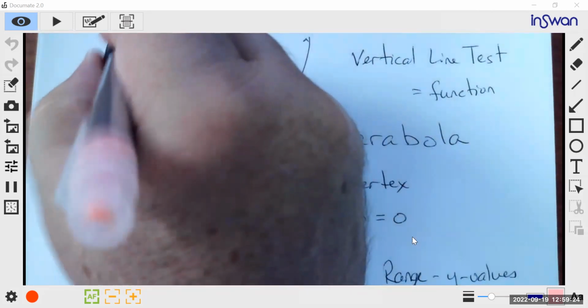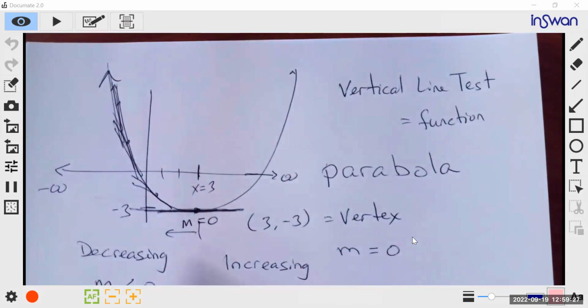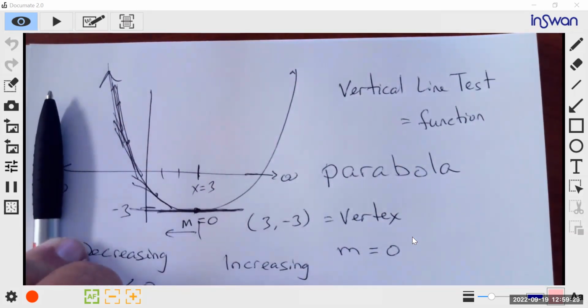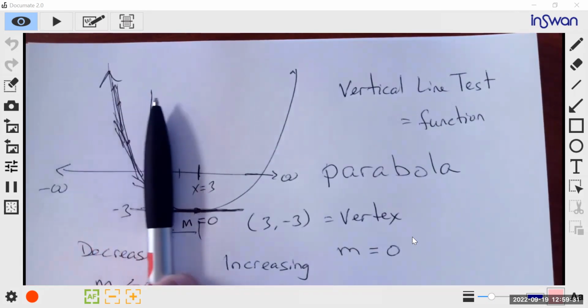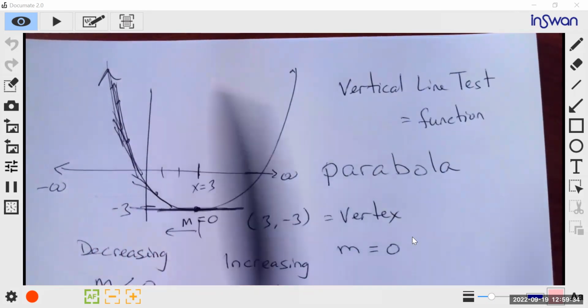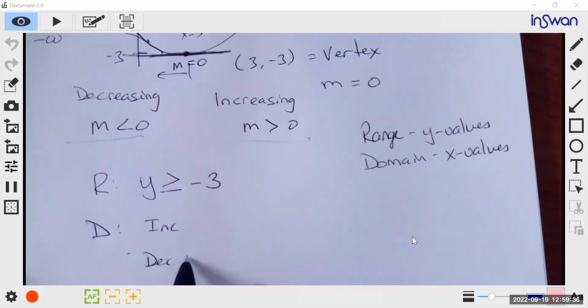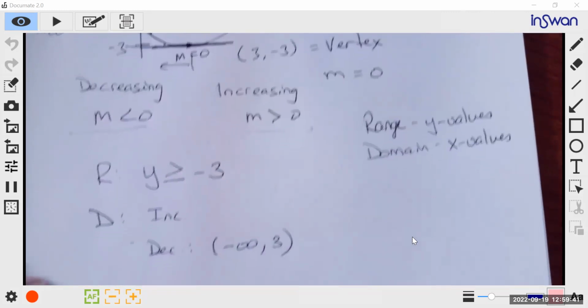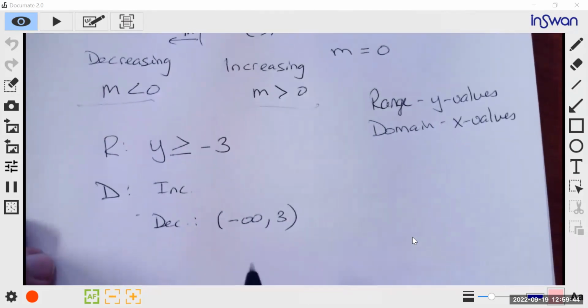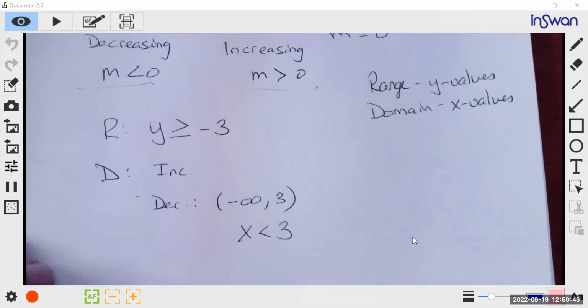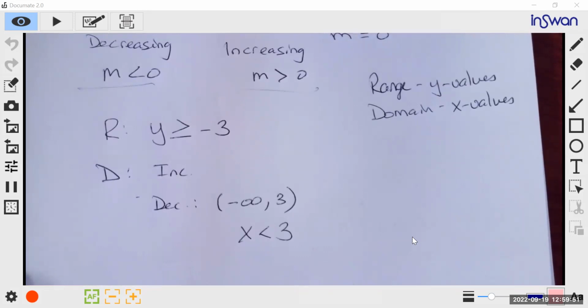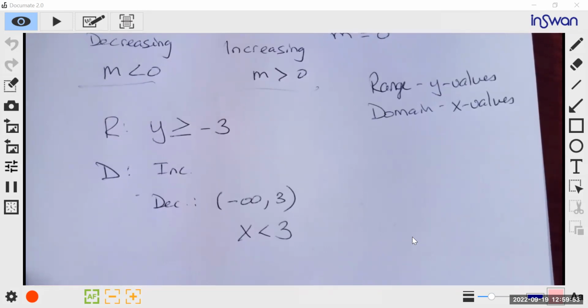So the graph keeps on going this way forever, right? So it starts at negative infinity and goes all the way to where? 3. So it's decreasing from negative infinity to 3, or x is less than 3, strictly less than 3. Didn't we do the inequalities last week? Yeah, so that's what we talked about last week.